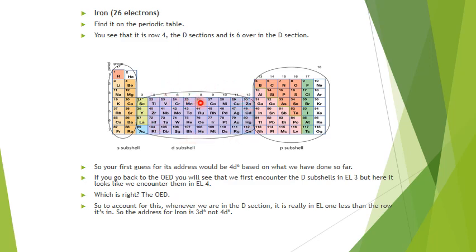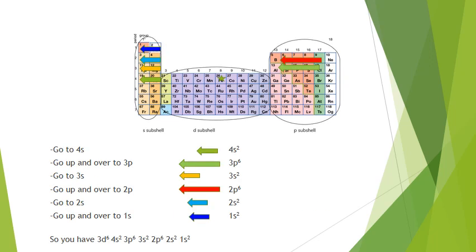So iron is really in 3d6. The d's are one less than the row they're in. Because it's in the d's, it's one less than 4, so 3. It's in the d's, and it's 6 over, so it's 3d6. Let's continue with iron. After that, it basically follows the same pattern. You write down 3d6. Now we're into the 4s, and you go 2 over, so it's 4s2.